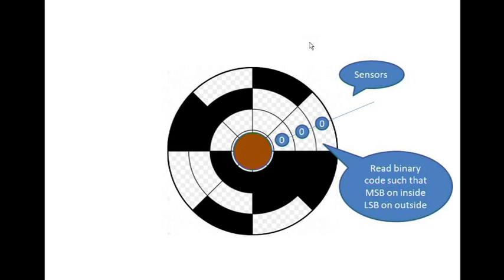In its current position, the sensors are reading 000, and we read this binary number with the most significant bit on the inside and the least significant bit on the outside of this number.